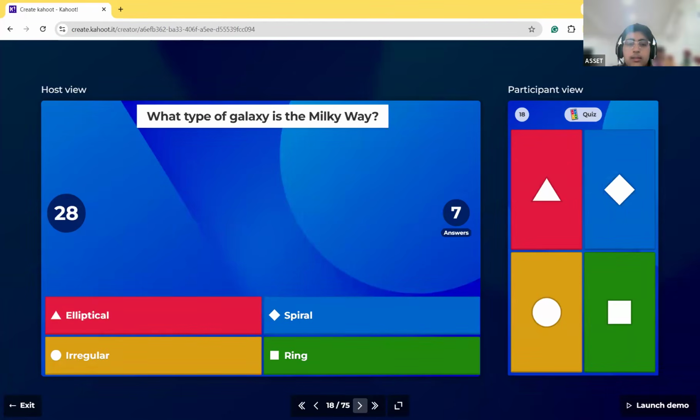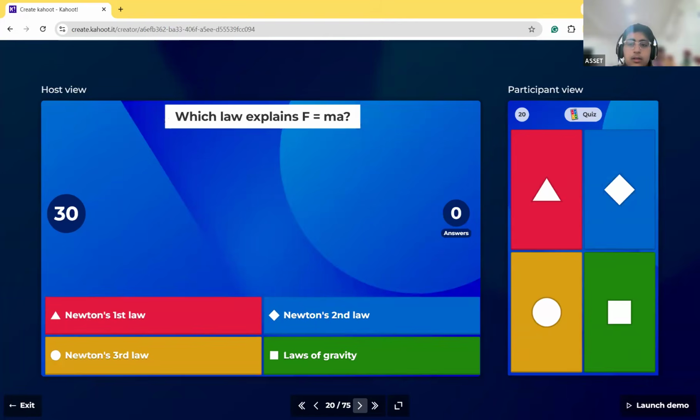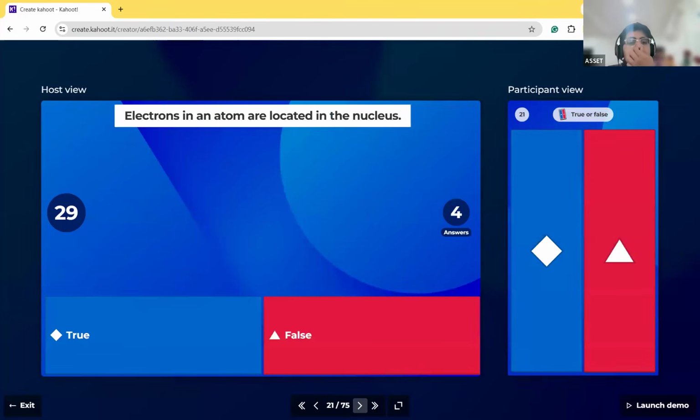What type of galaxy is the Milky Way? What is the primary gas in Earth's atmosphere? Which law explains F equals ma? Electrons in an atom are located in the nucleus.